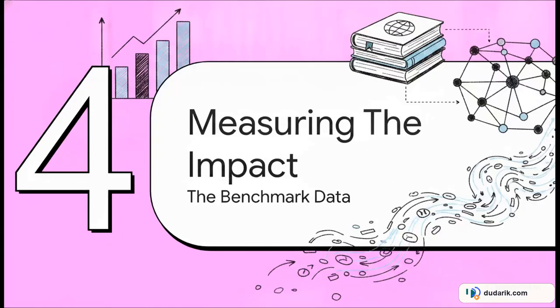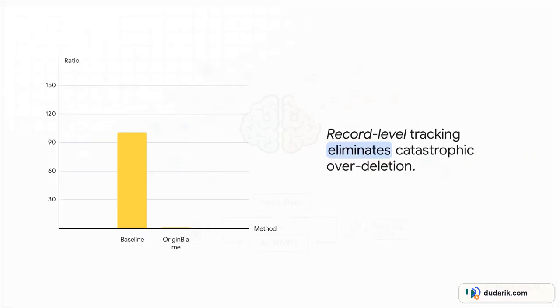Let's jump to Section 4, measuring the impact, the benchmark data. Now, what's really interesting about this slide is the massive reduction. Let's look at the hard numbers. They tested this on a huge dataset of nearly 220,000 Wikipedia pages against a 1.7 billion parameter model. Traditional dataset-level methods resulted in a catastrophic over-deletion ratio of 101:1. But with OriginBlame's record-level provenance, that ratio plummets all the way down to just 1.3. It virtually eliminates over-deletion, preserving your valuable compute and your data.